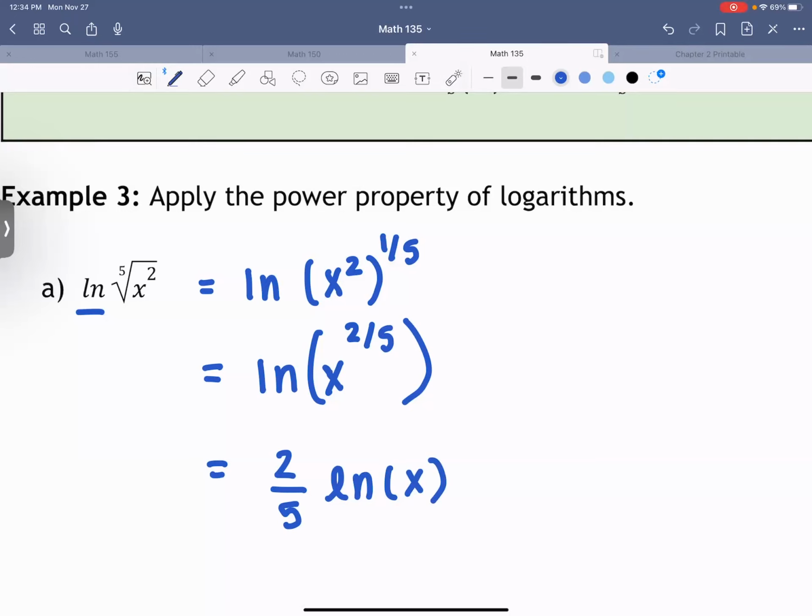Nothing else you can do, right? What if it was like 2/5 log? Then it would be a number. Yeah, then we'd get a number.